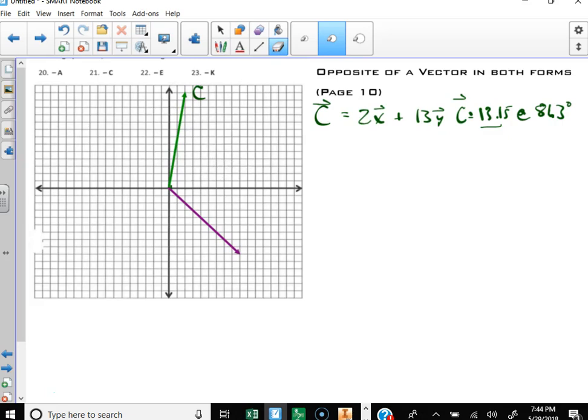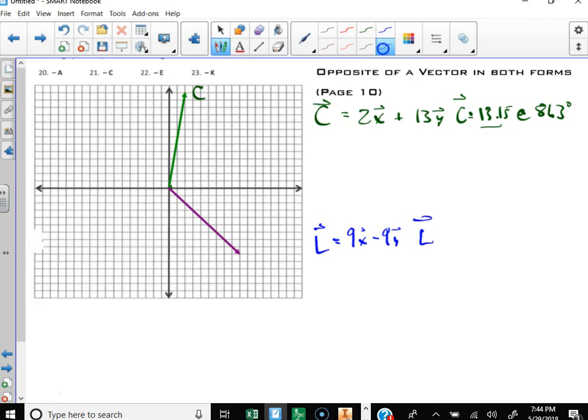Meanwhile, we'll write it down here. We have the purple one, which is vector, I believe, L. And it has components of positive 9x and negative 9y, which gives it a magnitude angle form of 12.7 at an angle of 315 degrees. That means this angle from here all the way to there is 315, or a reference angle of 45. 12.7 represents the length from here to the tip of it.